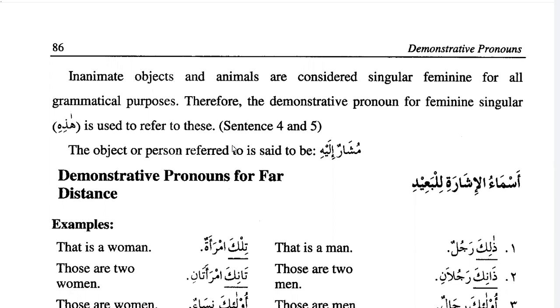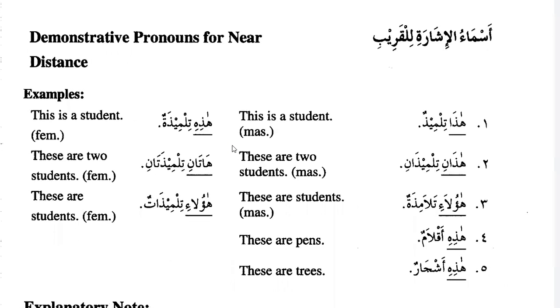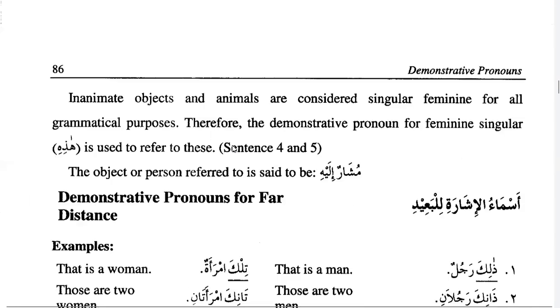Sentence 4 and 5. The object or person referred to is said to be musharun ilay. If I ask you what are asmaul ushara lil qareeb, what will you say? Sir, basically these are the pronouns for short or near distance, like hadihi for the feminine singular, hatani for two feminines dual, and haulai for the plural. Correct. So you can also say that hada, hadani, haulai, hatani are asmaul ushara lil qareeb. In this way, you can write the answer in one line only.